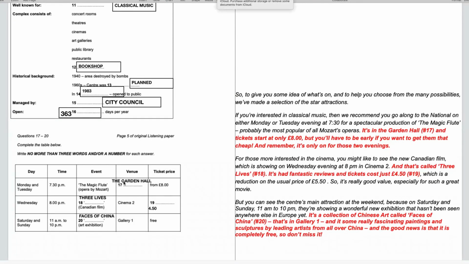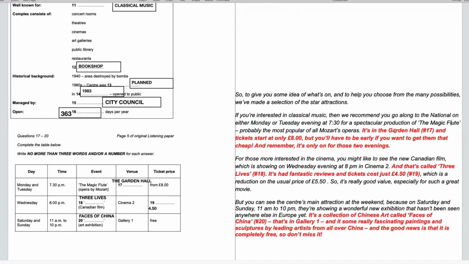Let's start with number 17. Notice how the speaker spoke for a little bit beforehand, but the keywords Monday or Tuesday, 7:30, and the magic flute, these were all given in the transcript. So these are 3 clues that should have told us to look at the venue first. Also, as we know, these are more than likely going to come in order. So 17 was our first answer and the first thing we heard in the transcript.